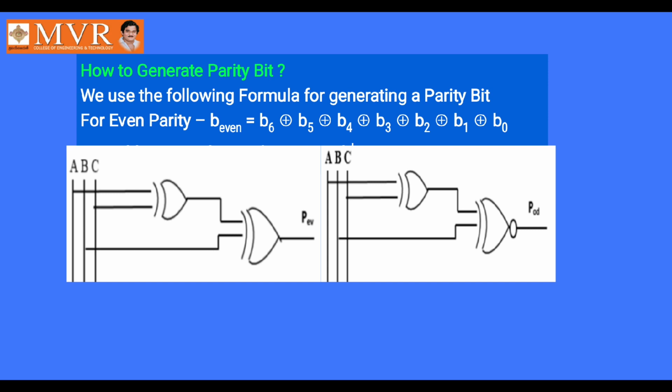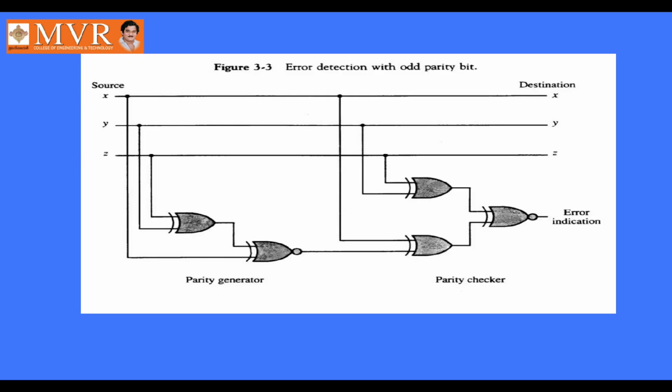So that is parity generation. But how to check a parity? Just see, we have considered here the odd parity method. This diagram basically contains 2 parts. One is the parity generator and the second one is the parity checker.